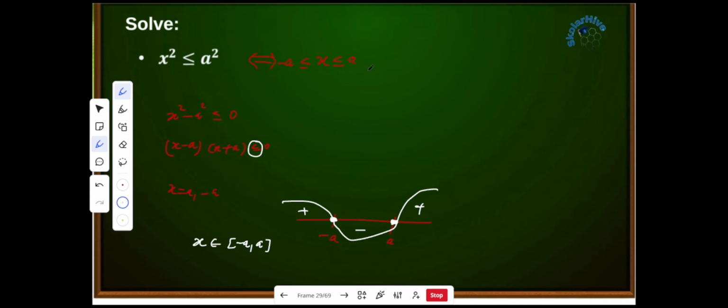So this is the direct result that we have to remember. If x square is less than a square, then x lies between minus a and a, and both minus a and a will be included.